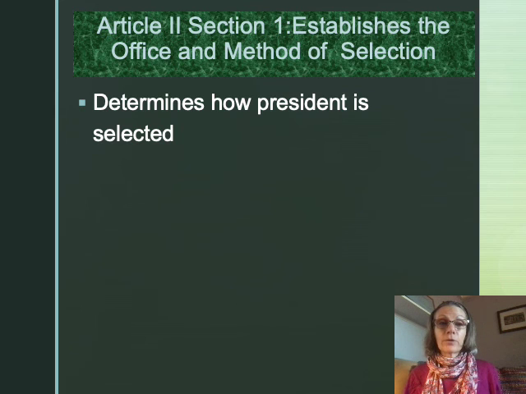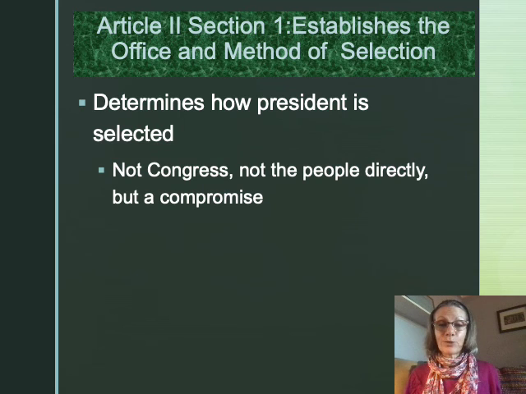Another thing that Article 2, Section 1 does is it determines how the president is going to be selected. And there was a lot of discussion at the Constitutional Convention about how the president should be selected. As you might recall, the Virginia plan wanted to have Congress select the president. And that's kind of like the parliamentary system, right? The parliamentary system is that you elect members to a parliament, and then the parliament selects who the executive is going to be, selects who the prime minister is going to be.